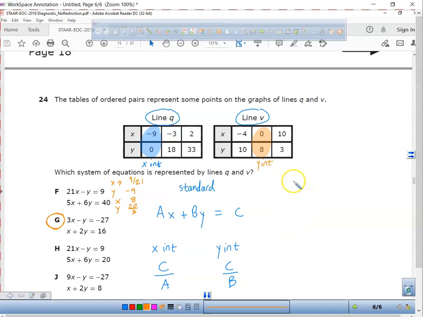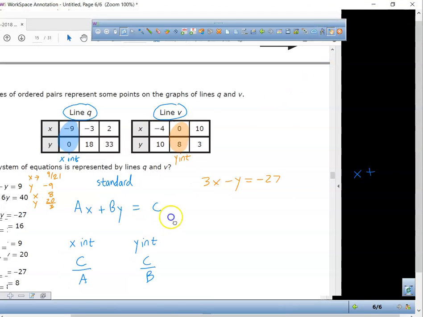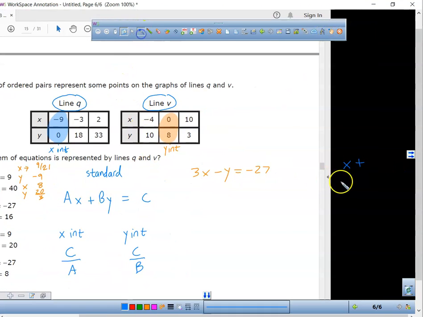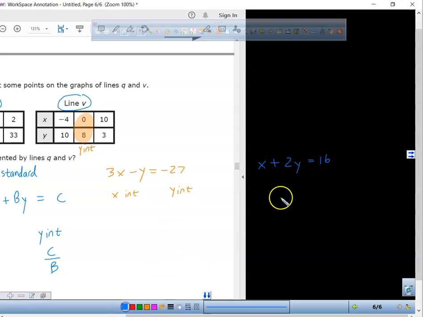All right, so if you guys would please put on your papers 3x minus y equals -27, and then I'm going to change the other line to x plus 2y equals 16. Because I did not do a lot of work here, okay? I'm just going to find the x-intercept and the y-intercept for both of these. And this will be the only work that we show.